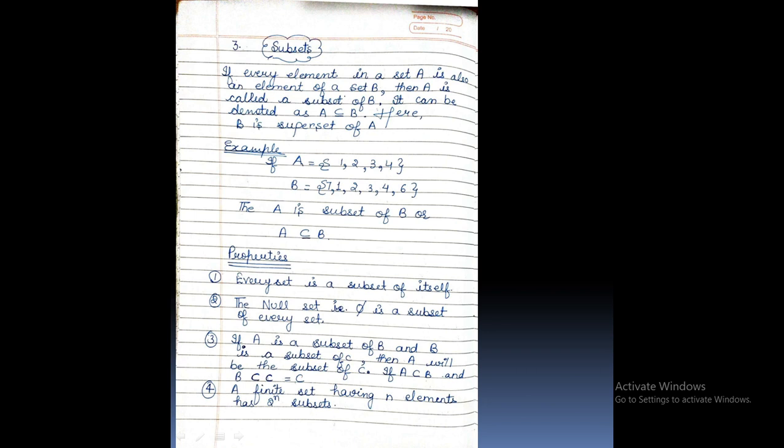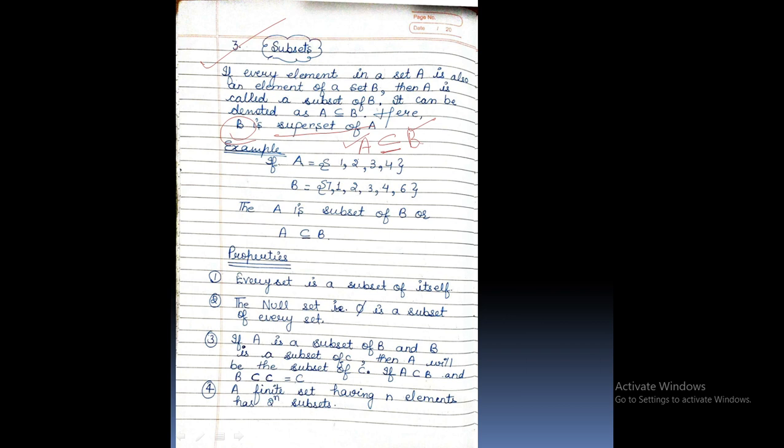Third is subsets. If every element in a set A is also an element of a set B, then A is called a subset of B. You can represent it like this: A is a subset of or equal to B. This is the subset symbol. Here you can say B is a superset of A because A is a part of B. So B is a superset of A and A is a subset of B.